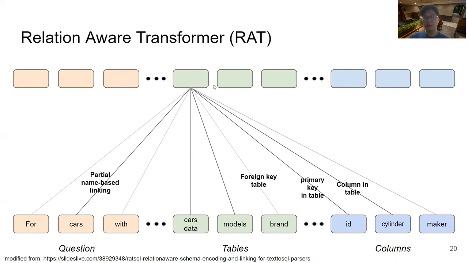This example shows how the relation-aware transformer performs three tasks: question encoding, schema encoding, and schema linking. For example, when we encode the cars data table, we encode partial name-based linking, and the foreign key table information, primary key information, and the column members information as well.